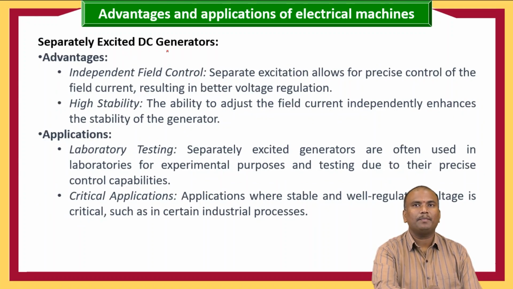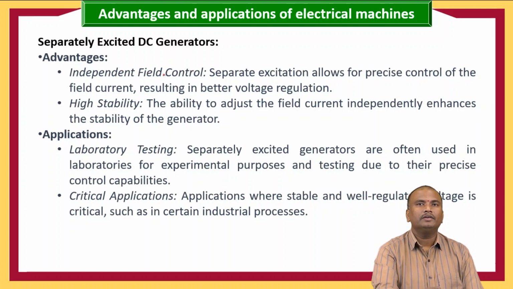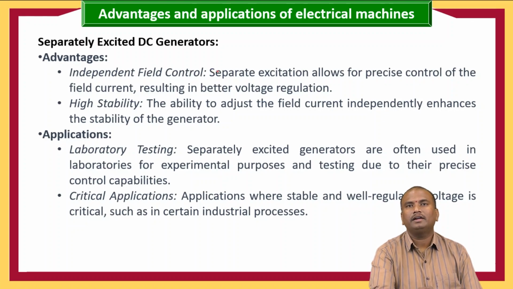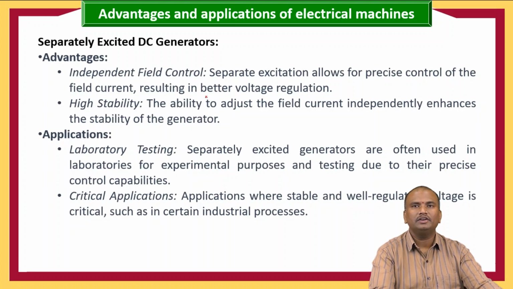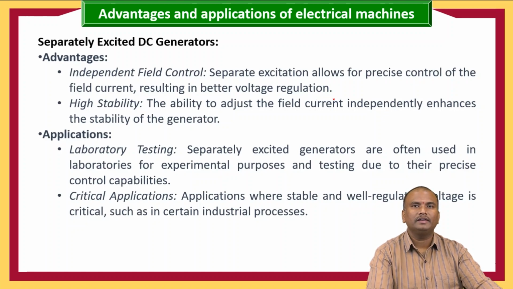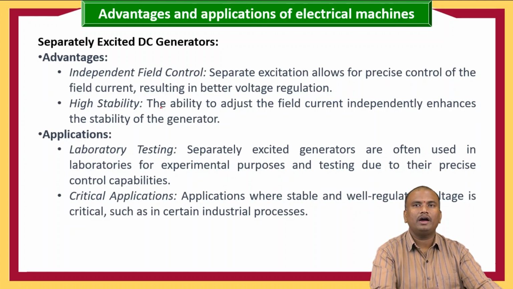The first one is separately excited DC generators. Here the advantages are independent field control. Here separate excitation allows for precise control of the field current, which results in better voltage regulation. And it is going to have high stability. Here the ability to adjust the field current independently enhances the stability of the generator.